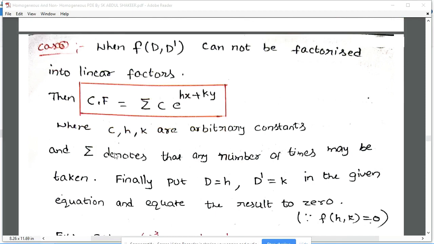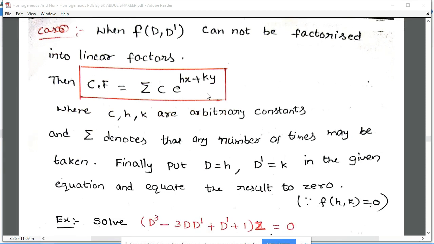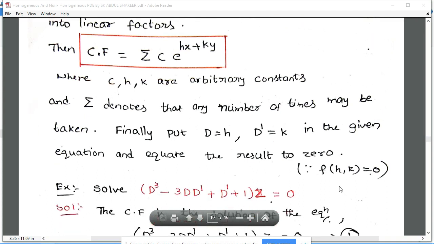Now, case 3: suppose f of D, D dash cannot be factorized into linear factors. Then we write the complementary function as a trial solution, that is summation of c into e power hx plus ky, where c, h, k are arbitrary constants and sigma denotes that any number of terms may be taken. Finally, putting D equal to h and D dash equal to k in the given equation and equating the result to 0, we get the expression f of h, k equal to 0. Using this equation we can obtain the h, k values also.